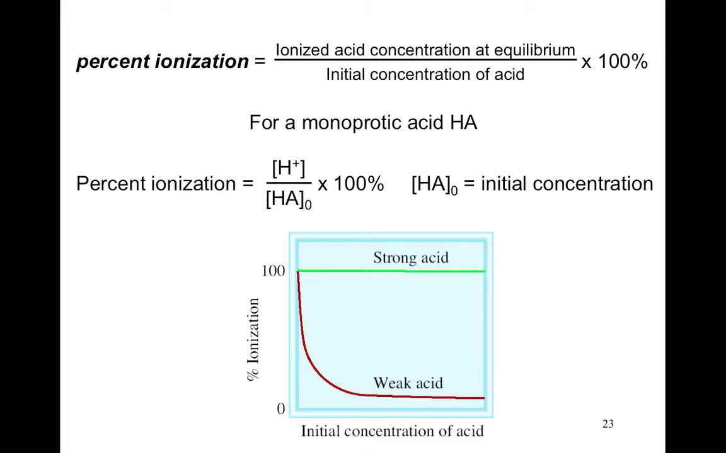And so here you see a strong acid is going to ionize pretty much 100% all the time. For a weak acid, as we increase that concentration, we actually change our percent ionization. It really drops pretty fast. Less and less ionization, the less concentrated your acid is, which sort of makes sense.